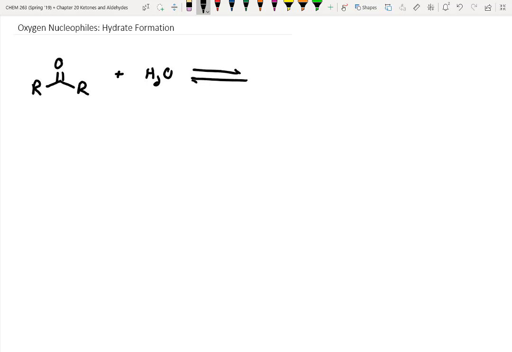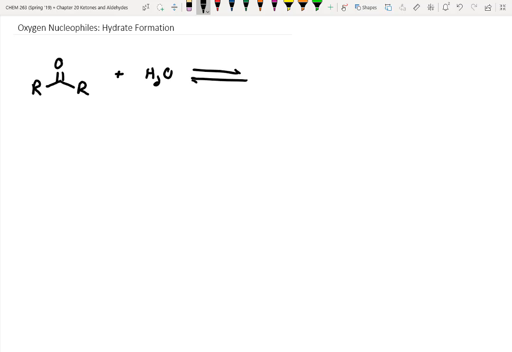Could likely be in equilibrium. And what do you think the final product might look like? I'll give you a second to think about it. So what's going to be the nucleophile, water or the ketone? Water. And then you might have some proton transfers occurring.